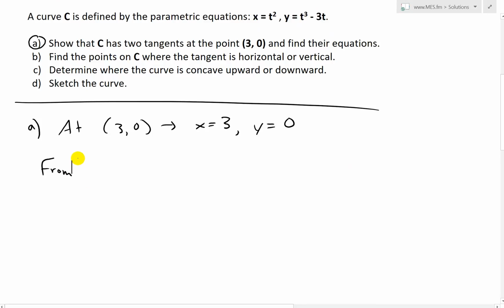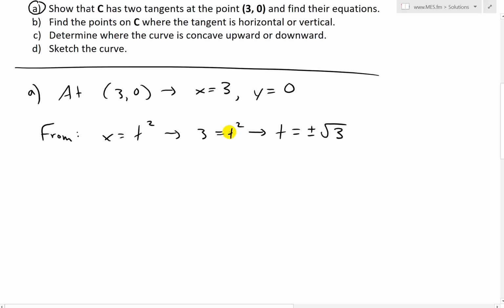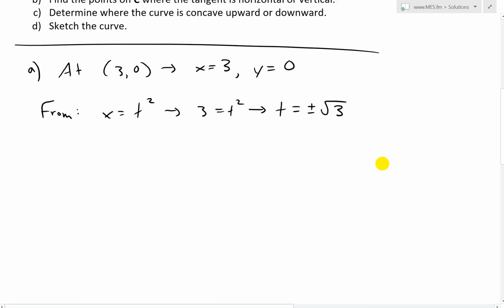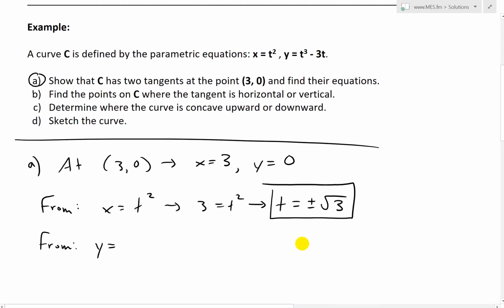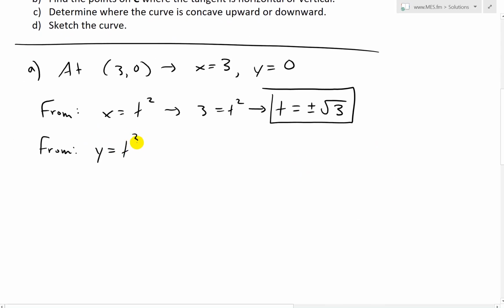From the equation x equals t squared, if we plug in 3, we get 3 equals t squared. If we move this around, t can equal plus or minus square root 3, because when you square t it always becomes positive. So t is equal to plus or minus square root 3. That's what we have from here. Now we need to see the corresponding matching point from the other equation, so from the y equation, y equals t cubed minus 3t.